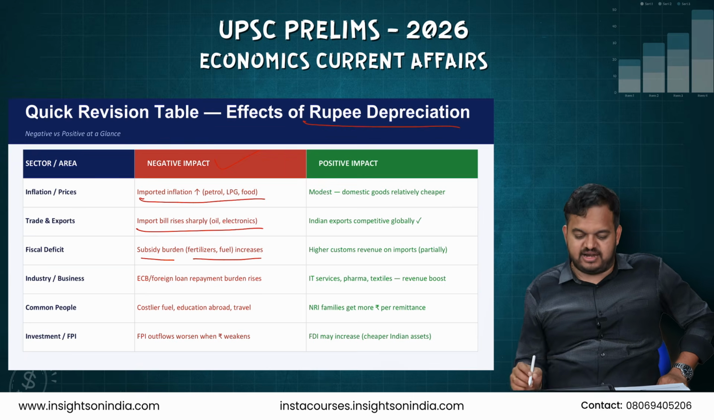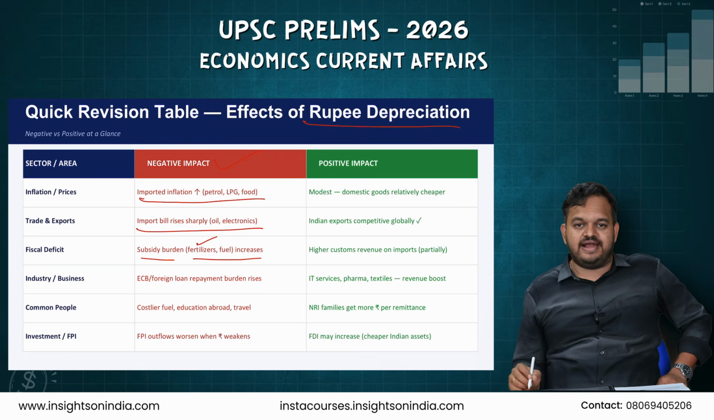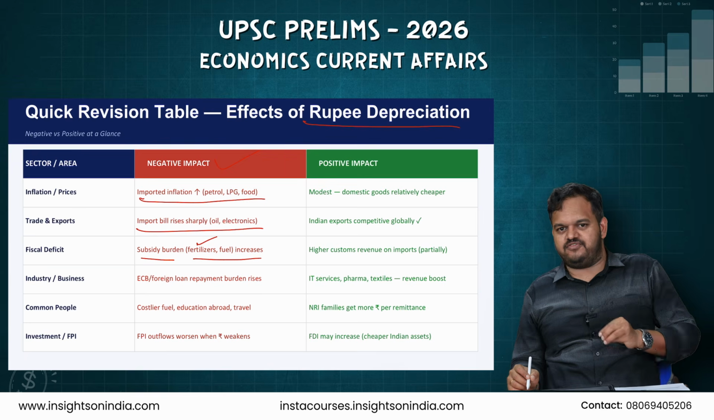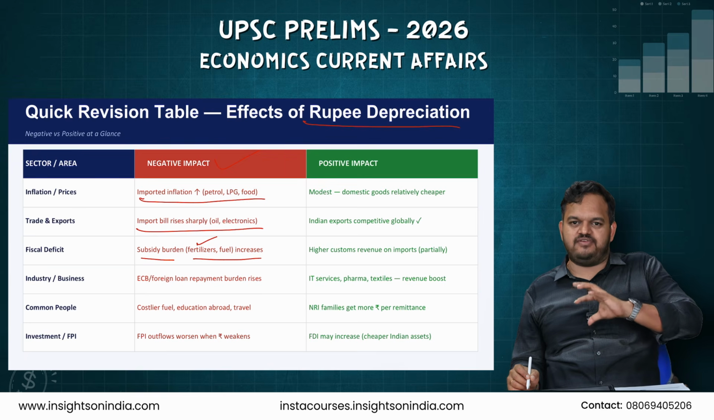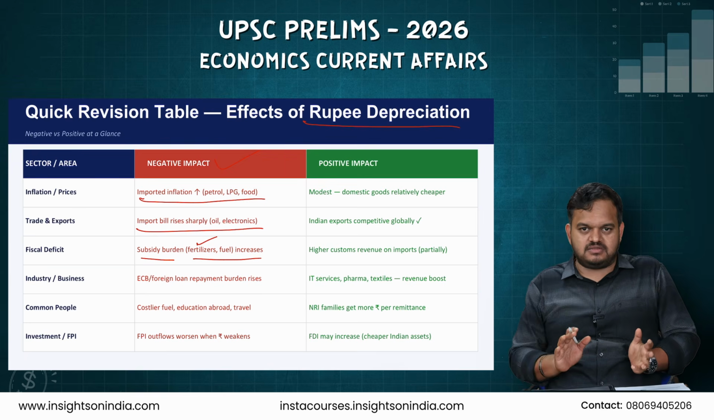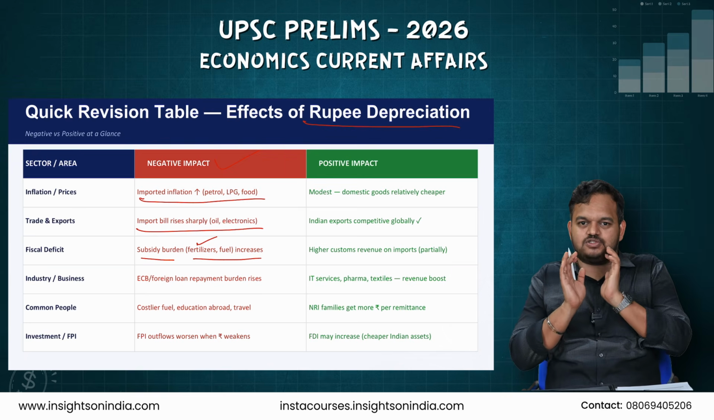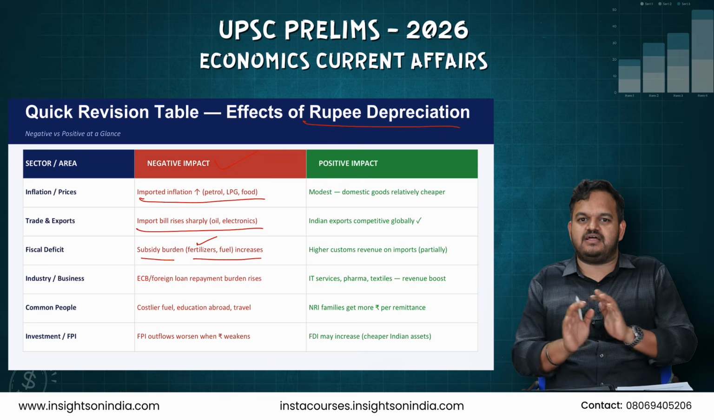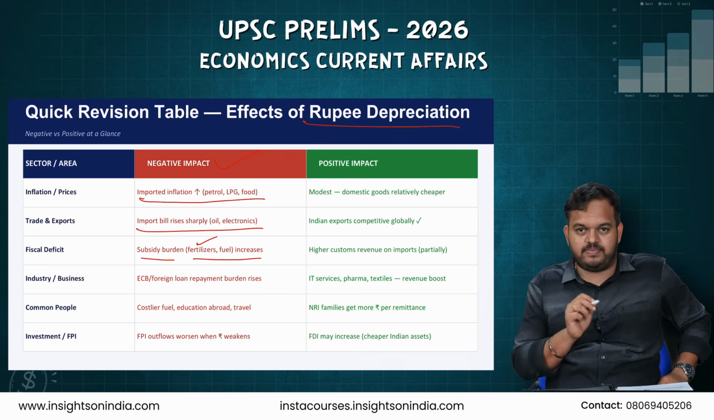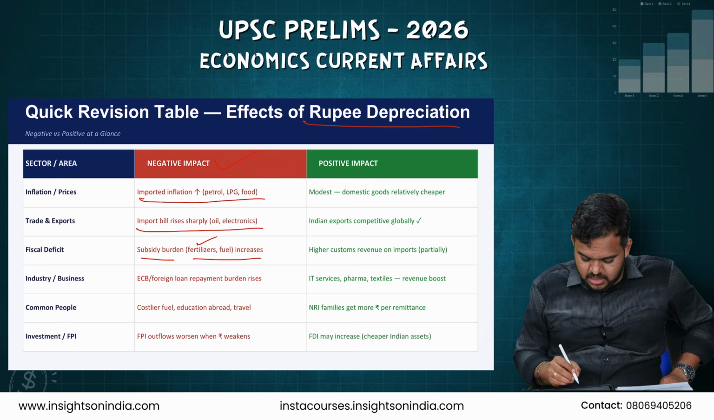Subsidy burden, for example, fertilizers, right? If you are importing fertilizer or ammonia, that means you are paying a very high amount, but you cannot pass on the burden of increased prices on the farmers. So government has to intervene. So it has to pay more to compensate the higher price through subsidies. That is a burden, fiscal deficit, fiscal burden.